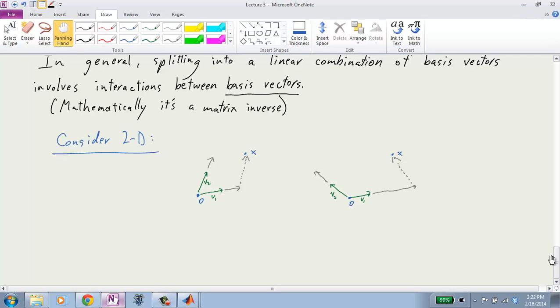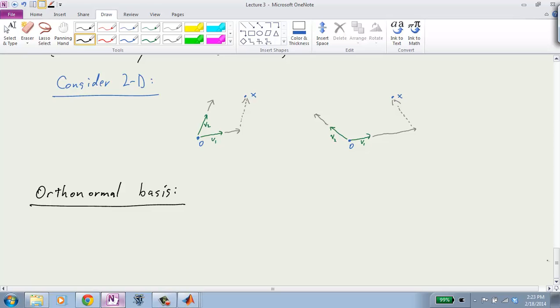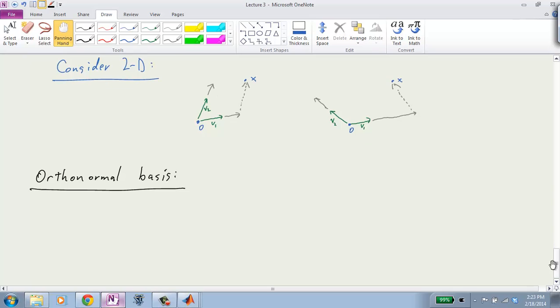So that brings us to orthonormal basis. You may have been wondering, why did we do all this orthonormal stuff in the homework? If your basis is orthonormal, then actually finding the coefficients is extremely easy. Orthonormal in this picture would mean these things are orthogonal to each other.